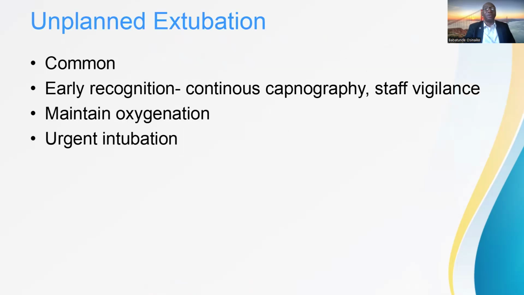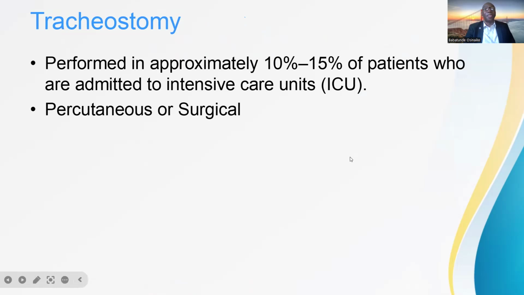For unplanned extubation, this is also common. What is important is early recognition. If your patient is being monitored, you can determine when the unplanned extubation happened, and you don't need to panic at this point. One important thing to do is to maintain oxygenation. You can do it by applying a face mask, either non-rebreathing face mask or NIV, whatever you can give, just give some form of oxygen. At the same time, you are preparing to re-intubate, because you cannot intubate the patient immediately. But this is something we must look out for in the ICU.